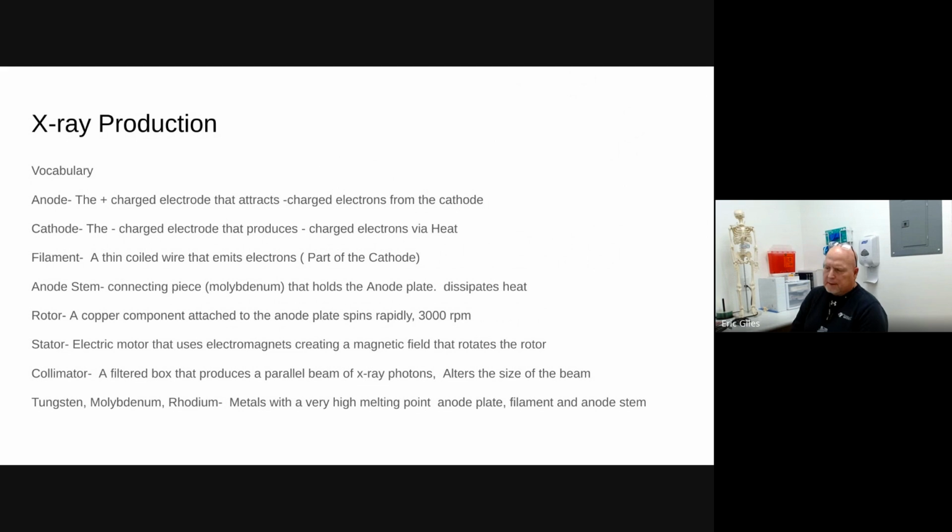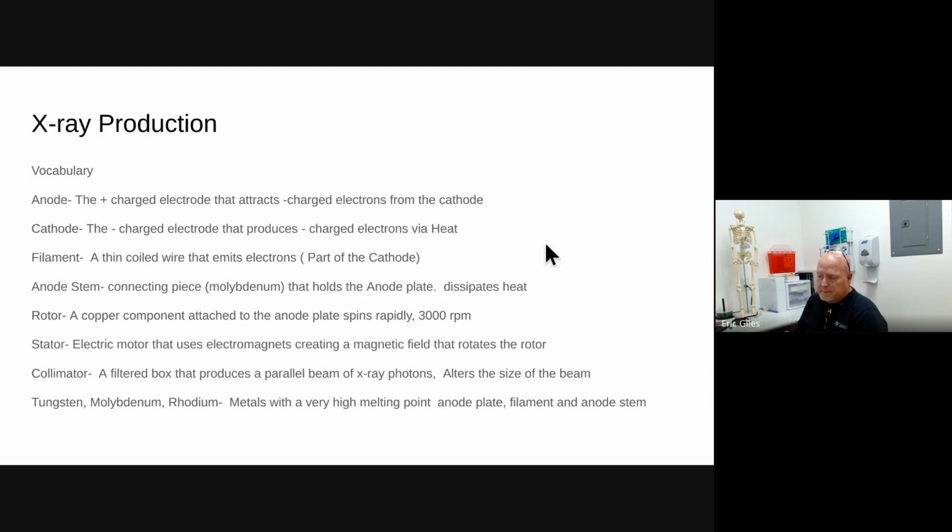So anode is the positively charged electrode in the X-ray tube. It attracts charged electrons from the cathode. So the cathode is the negatively charged electrode that produces electrons via heat. So that's going to be very important. It actually produces negatively charged electrons from extreme heat. And we'll talk about how that works as well.